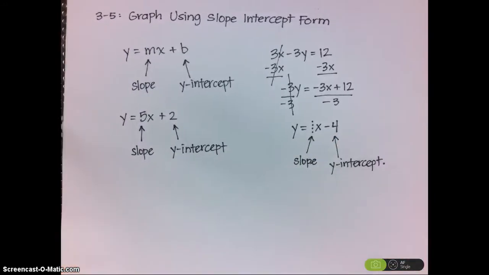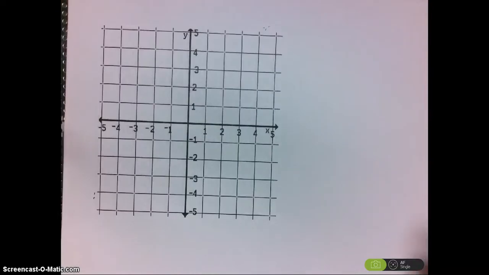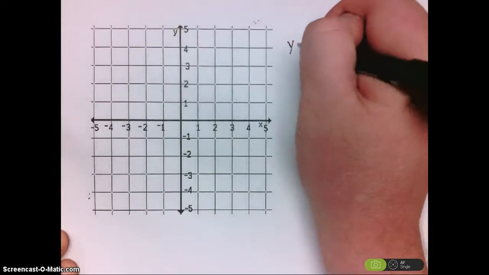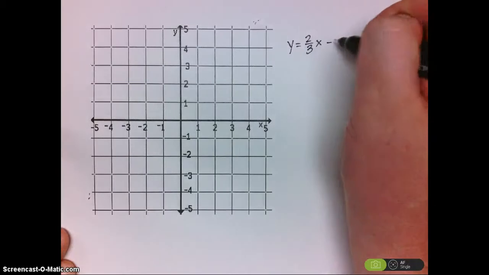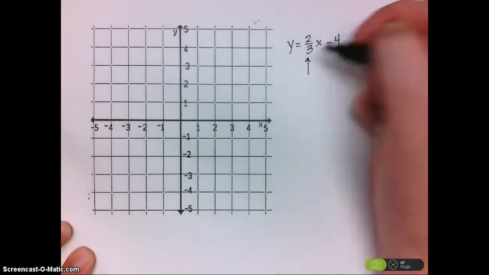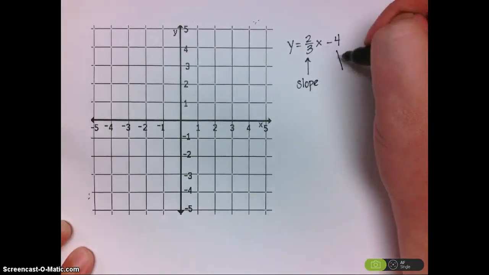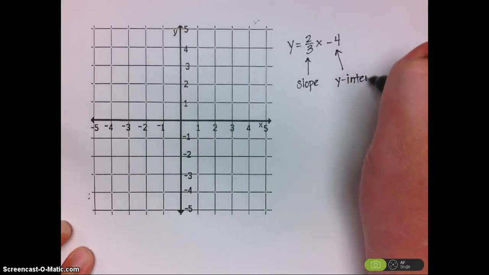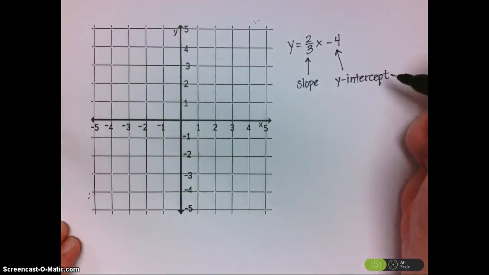So why don't we do an example where we're actually going to graph an equation. So go ahead and draw yourself a graph right now, and the equation that I'd like us to work on is y is equal to 2/3 x minus 4. I hope that you can see right away that the 2/3, that fraction, is my slope, and that my y-intercept is negative 4. Okay, so I've identified those two numbers from my equation.